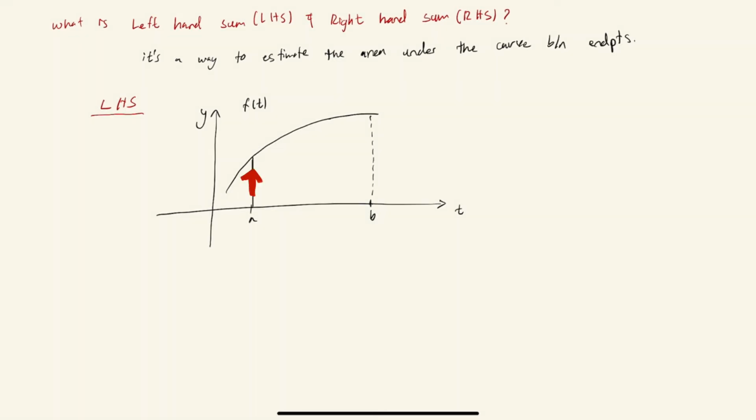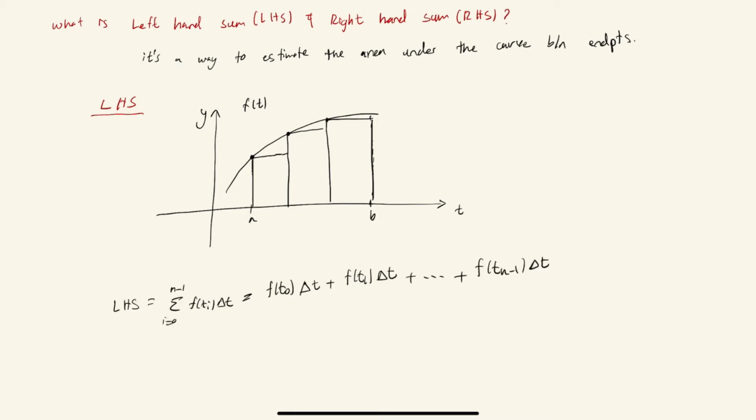So we start to draw our rectangles going from the left. That's why it's called left-hand sum. So we start drawing the rectangles from the left, going from t up to the curve, and when it hits the curve, we go to the right, and then we repeat for rectangle 2 and rectangle 3.